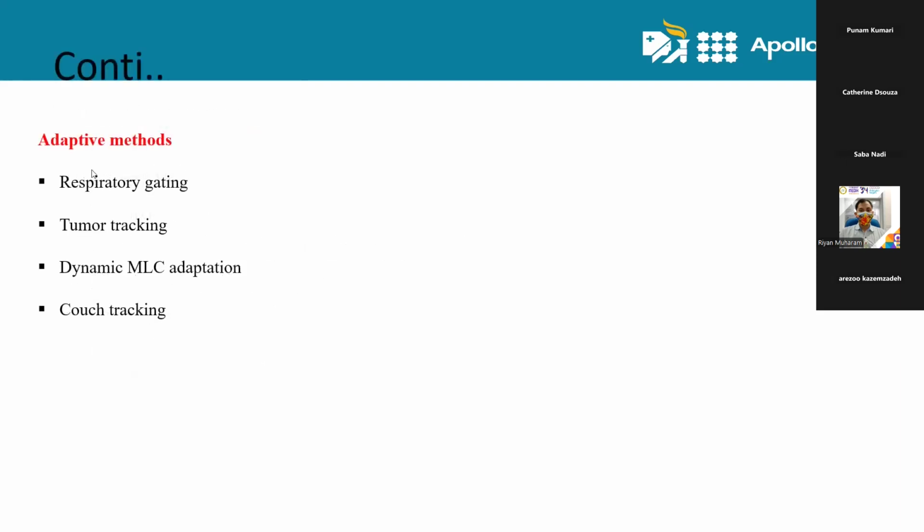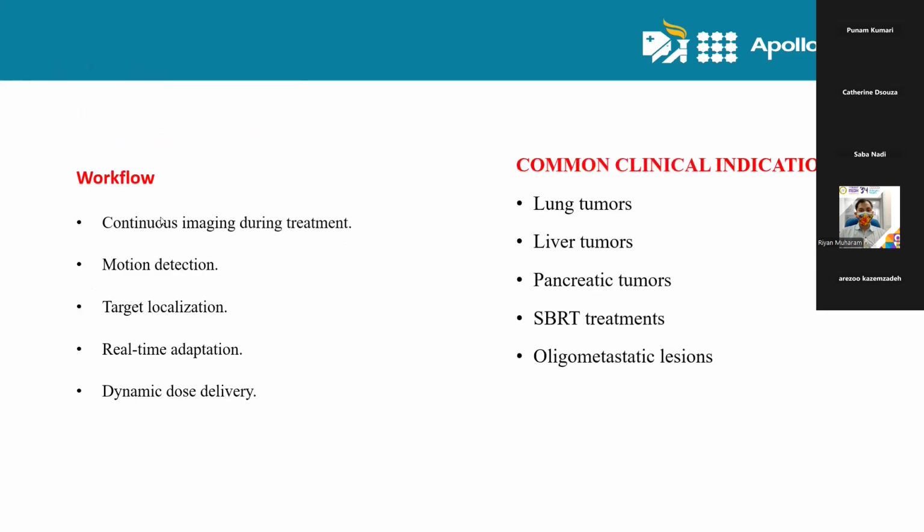The methods used in real time are respiratory gating, tumor tracking, dynamic MLC adaptation, and couch tracking. And the workflow is continuous imaging during treatment, motion detection, target localization, and real-time adaptation that delivers the dynamic dose to the patients. The common clinical indications in this case are lung tumors, liver tumors, pancreatic tumors, SBRT treatment, as well as oligometastatic lesions.